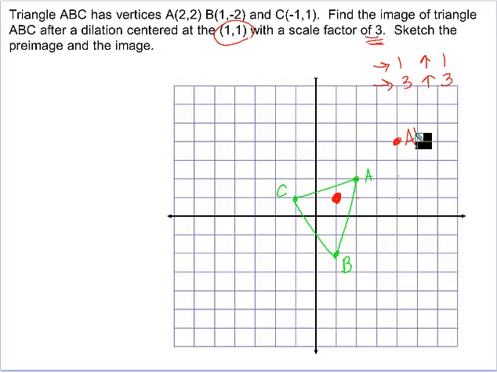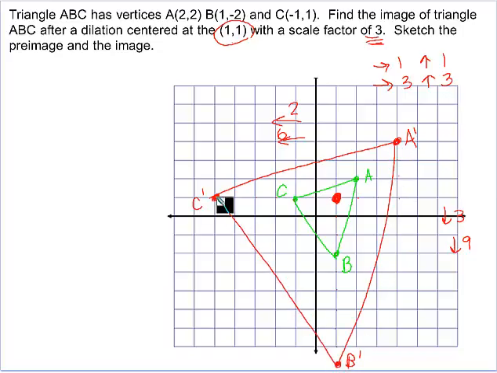Okay, B. To get to B, I went just down 3. So to get to the new B prime, I'm going to have to go down 9, because 3 times 3 is 9. So 1, 2, 3, 4, 5, 6, 7, 8, 9. Okay, and then to get to C, I went left 2. So if I just went left 2, I'm now going to have to go left 6, because 2 times 3 is 6. So 1, 2, 3, 4, 5, 6. So here's my post-image of C. And now you can take your A, B, and C, and connect them to get your dilation.